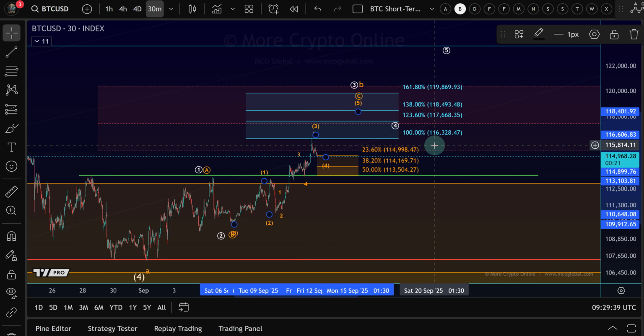Yeah, and then the next resistances are around 117,670 and $118,500. These are the next Fibonacci resistance or extension levels to watch.